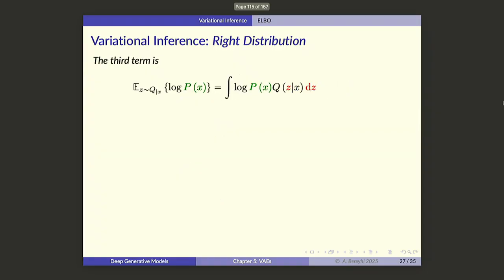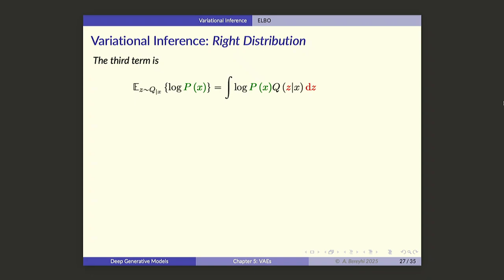What about the last term? This was the last term, right? So the last term was log of P(x), okay? If I take expectation of log of P(x) with respect to Q, what's going to come out of this expectation? What do you think? Don't think complicated, it's super easy. Log P(x) itself, right? Log P(x), does it depend on z? No, right? So it's going to come out of the expectation, right? Yeah, because that is not a function of z, right?